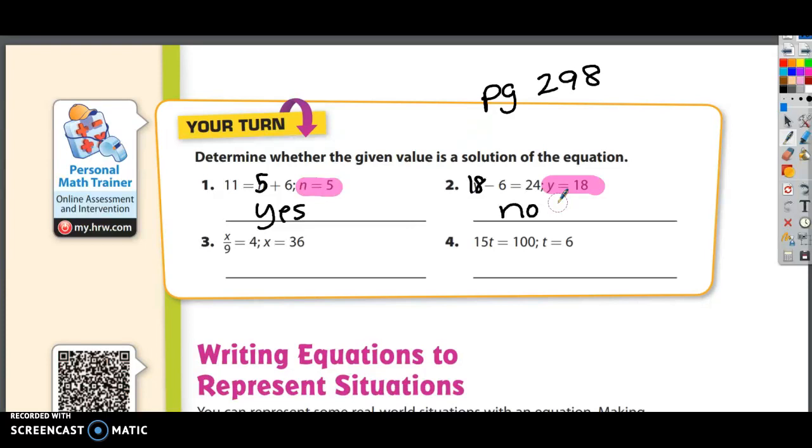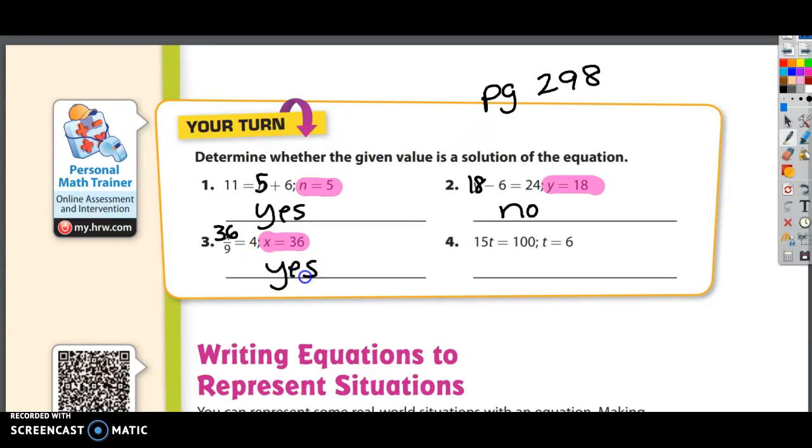Number 3 reads, x over 9 equals 4, where x is equal to 36. I'm going to take x out and replace it with 36. And I'm going to ask myself, what does 36 over 9 mean? It means divide. This is 36 divided by 9, which is 4, which makes this solution true. It makes 36 the correct solution.